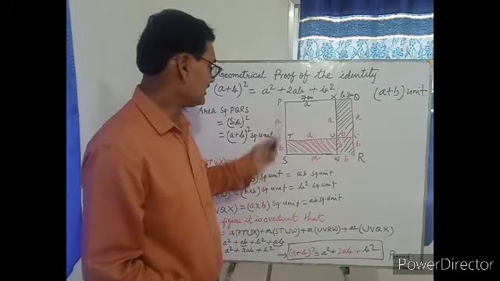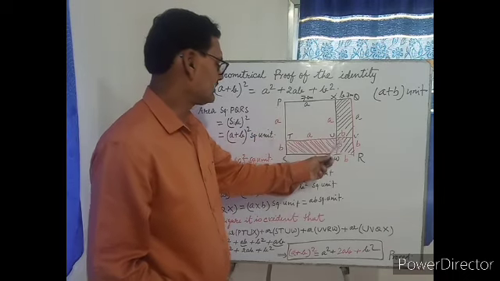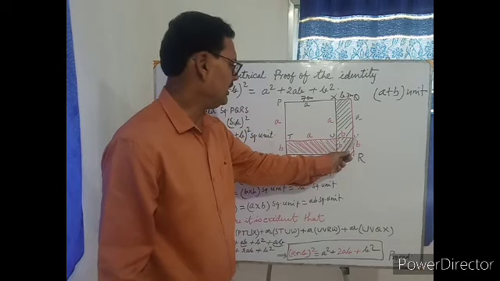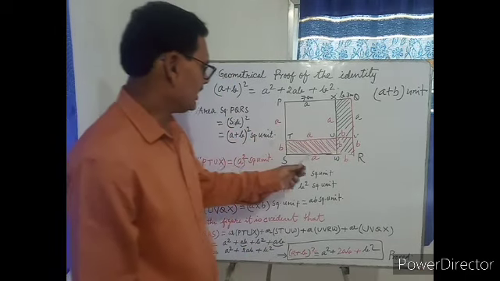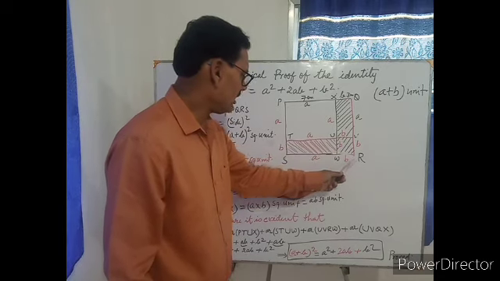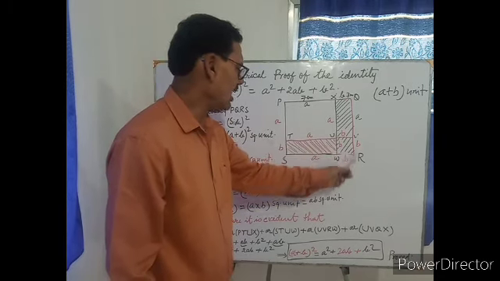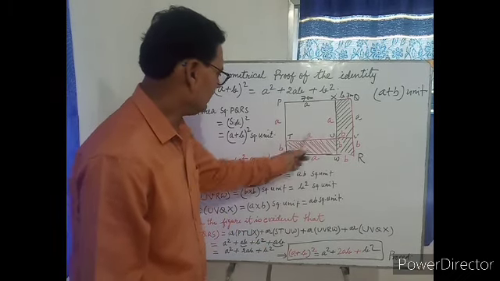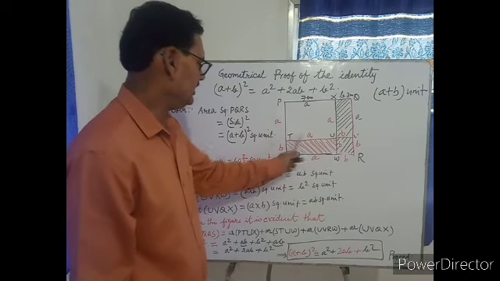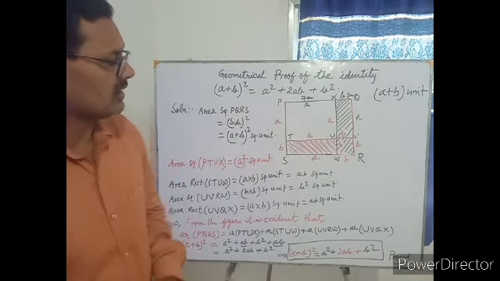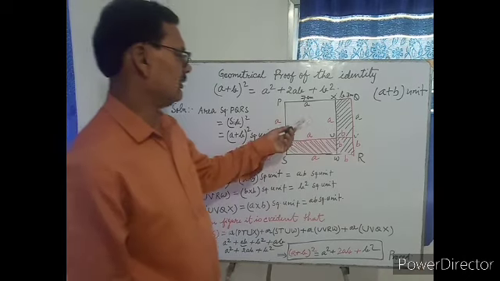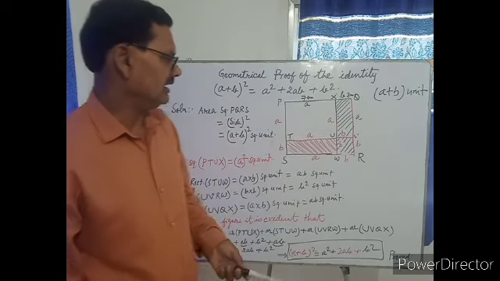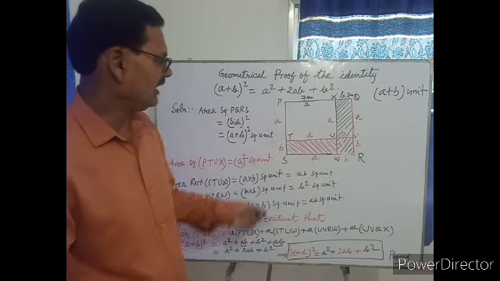What do we have? The four figures. The first one is PXUT. Another figure is XQVU. The third figure is VRWU or UVRW. And the fourth figure is STUW. Now you can understand that this is a square, this is a rectangle, this is again a square, and this is a rectangle.